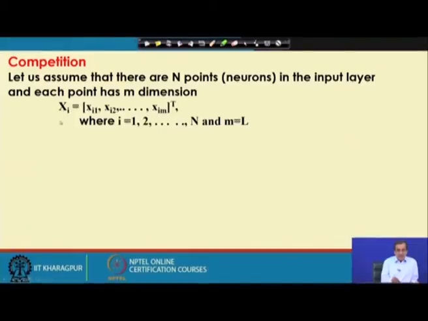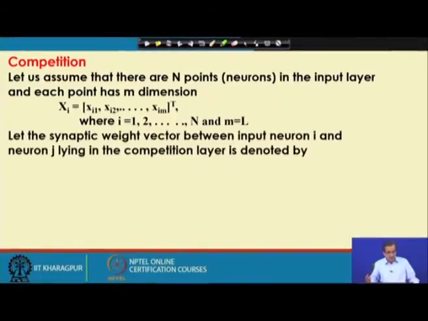So, the ith data point is represented by small m number of numerical values, or capital L number of numerical values. So, xi is nothing but xi1, xi2, the last term is xim, transpose, where i varies from 1 up to n, and here as I told, I have assumed small m is equal to capital L. This is how to represent the data point on the input layer, that is in a higher dimension.